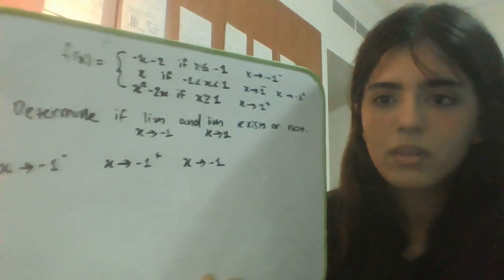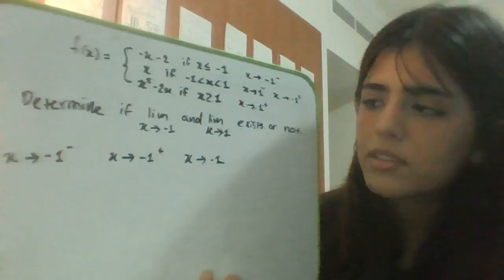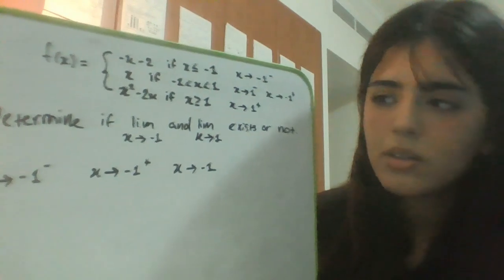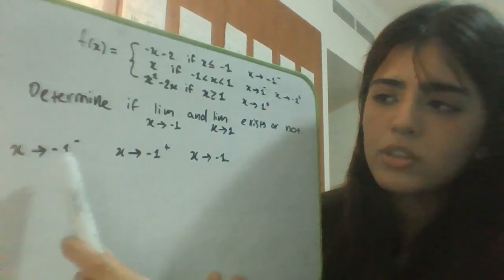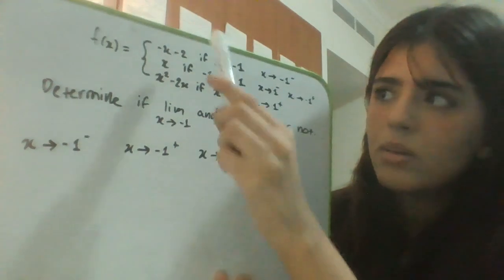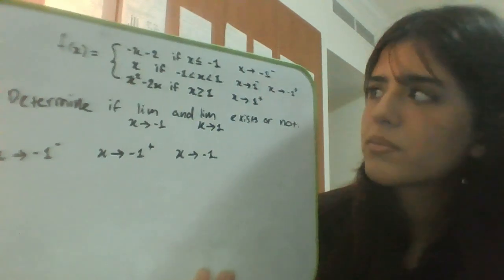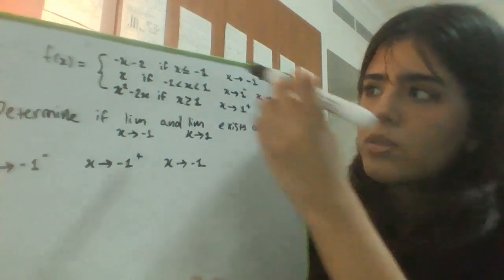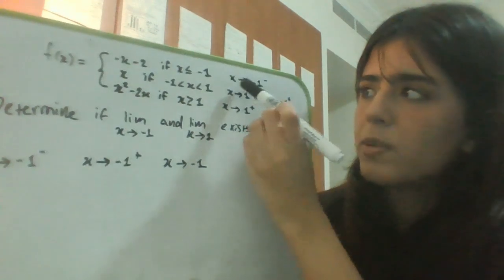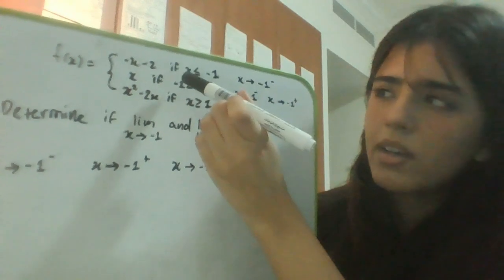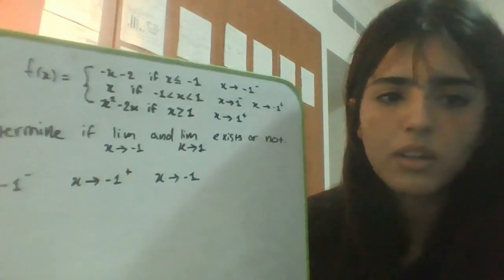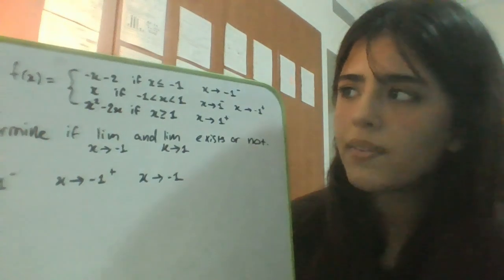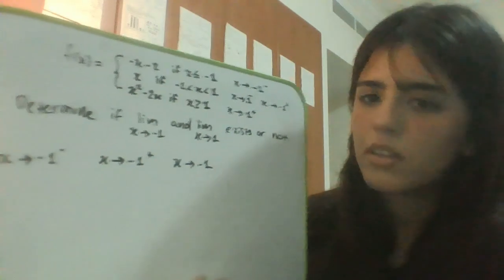Okay guys, so let's try doing when x is approaching -1 first. So when x is approaching -1 from the negative side, which equation applies? This one, right? Because x is approaching -1 from the negative side. x has to be less than or equal to -1. So we're going to use -x minus 2 to find the limit for the left side.